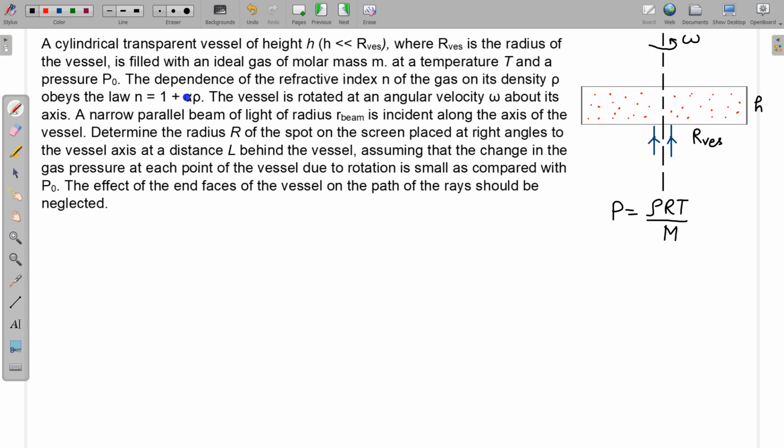So in this situation, let us first find out how the refractive index varies with radial distance r. So let us first find how n varies with r, and for that we have to find the pressure as a function of the radial distance r. So let us first find out the pressure as a function of radial distance r.